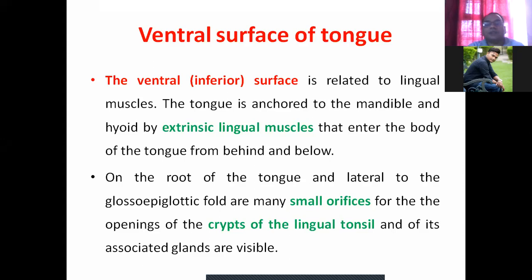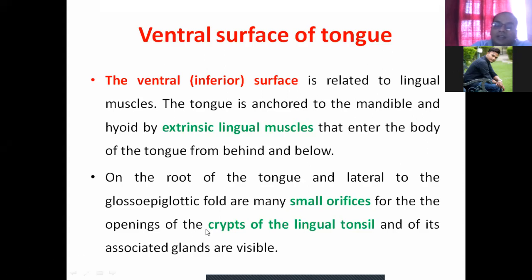The ventral surface of the tongue is related with the lingual muscles, that is, the muscles of the tongue. I told you these are mainly extrinsic muscles and some intrinsic muscles are also there. We will discuss the whole muscles, the different muscles of the tongue, in the next classes. On the root of the tongue and the lateral aspect, the glossoepiglottic fold has many small orifices.